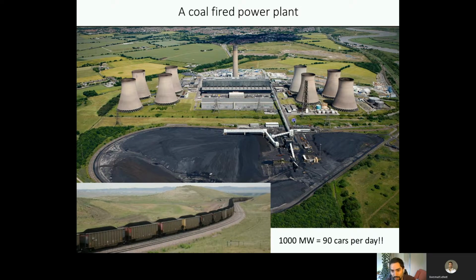Nuclear power plants are not the only ones that use cooling towers. This is a picture of a coal-fired power plant. You can see it has 8 of those cooling towers. There is no nuclear reaction happening here, it's just burning coal. The coal is here, as you can see, this black stuff. These are mountains of coal. A coal-fired power plant of 1,000 megawatts, so about the power of a reactor, needs 90 train cars like this one every day to be able to run. It uses tremendous amounts of coal.